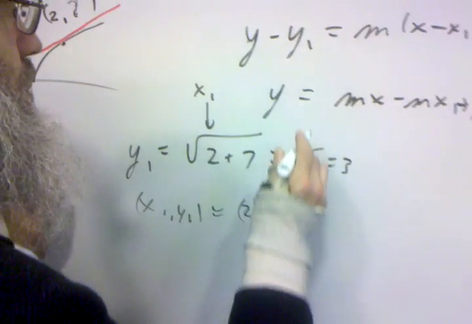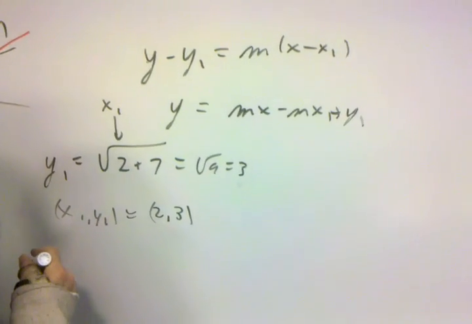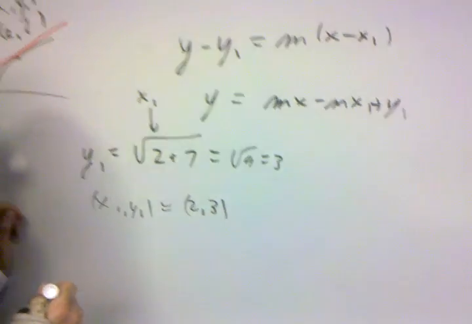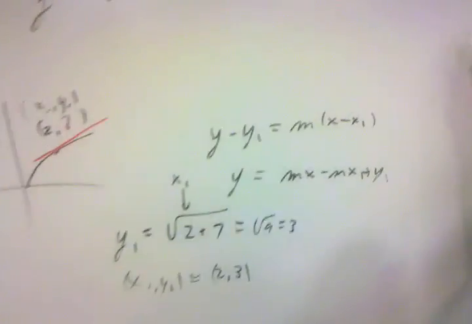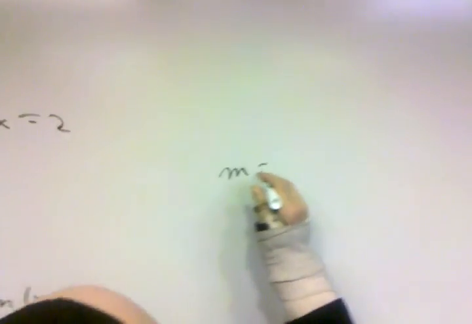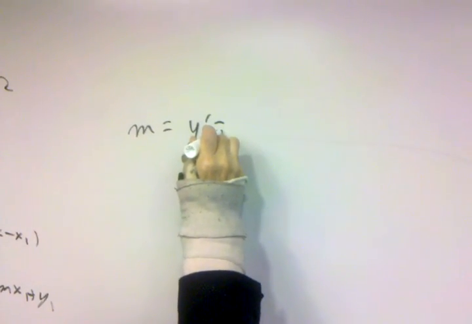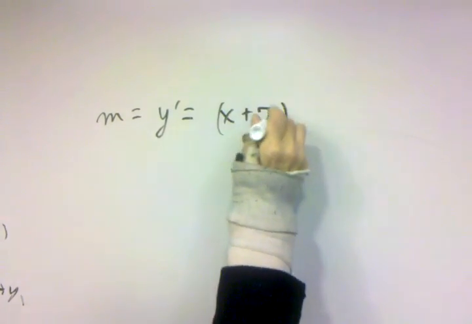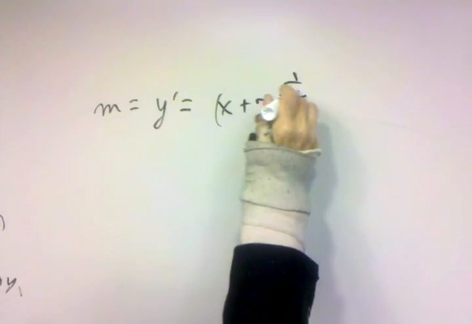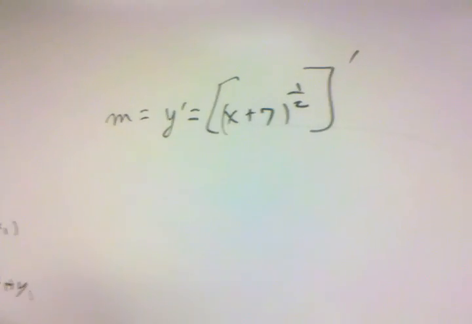Going to this equation, we now know that x1 is 2, y1 is 3, but we still need to know what m is, so we have to find m. How do we find m? M is the slope of the tangent line, which is also the derivative. So m is the slope of the tangent line, which equals y prime, where y is x plus 7 to the 1/2. I have to find the derivative of that.